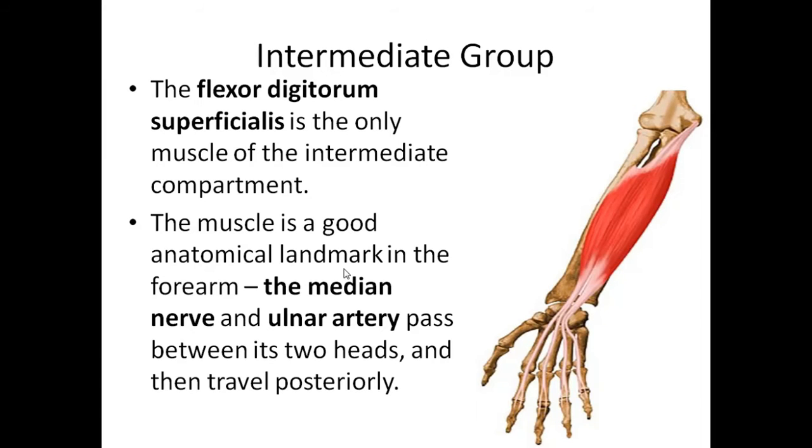The intermediate group contains only one muscle, that is called flexor digitorum superficialis. This is a thick muscle and it arises from different sources. It is bulky in the middle of the forearm, while as it reaches the distal part of the forearm it is divided into 4 tendons. The importance of this muscle is that it is an important anatomical landmark regarding the median nerve and the ulnar artery that pass between its two heads, and then it travels posteriorly.